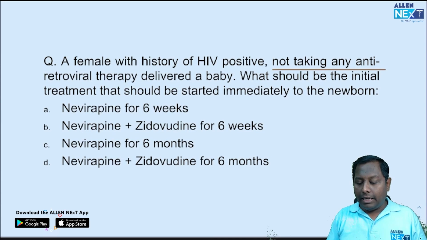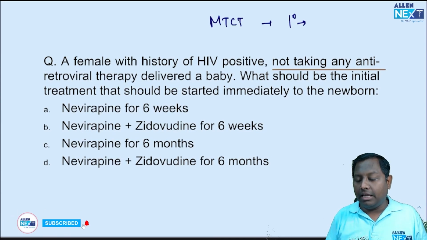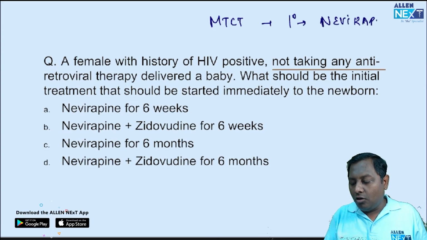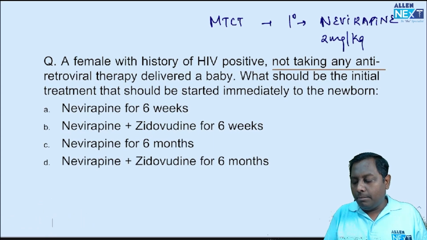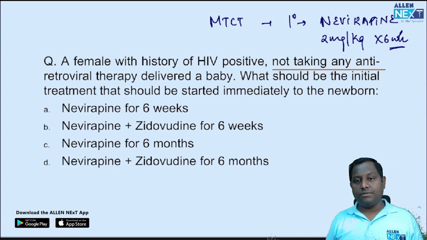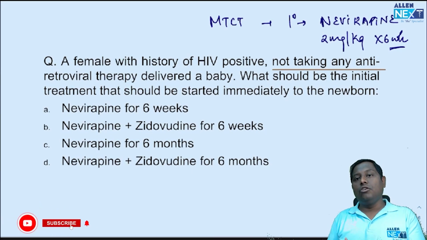Now, whenever there is mother to child transmission, for prophylaxis we have the agent nevirapine. We always use nevirapine suspension, 2 mg per kg, for a total duration of 6 weeks. After 6 weeks, or they usually say confirmation of the diagnosis will be done after 18 months, and only then will you start other drugs.